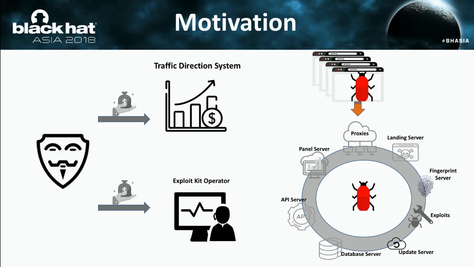The exploit kit operators, who are behind these exploit kits and control the attack infrastructure, want to provide better services to their customers while hiding their attack infrastructures from security researchers like us. So they put more and more effort into deploying many different kinds of servers, such as proxies, APIs, update servers, or VDS, also called landing servers.